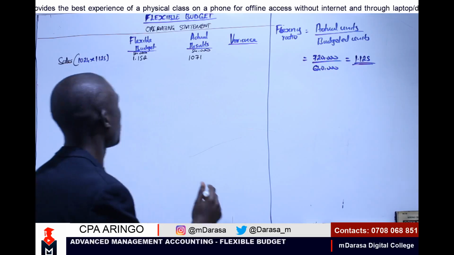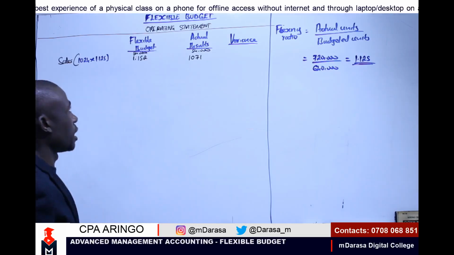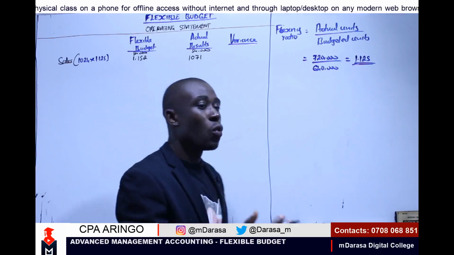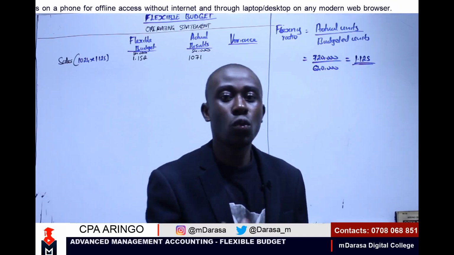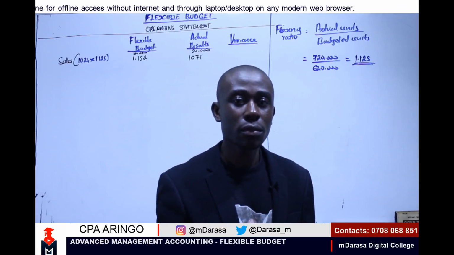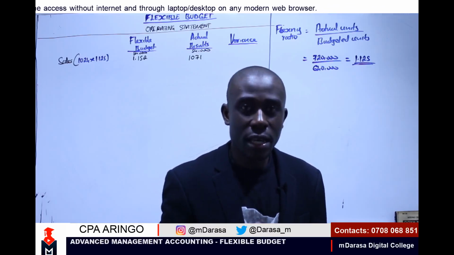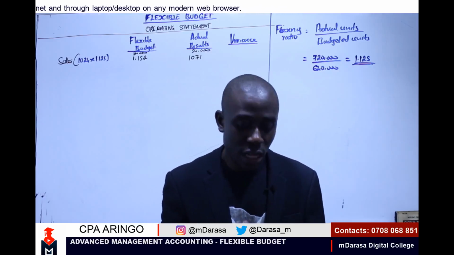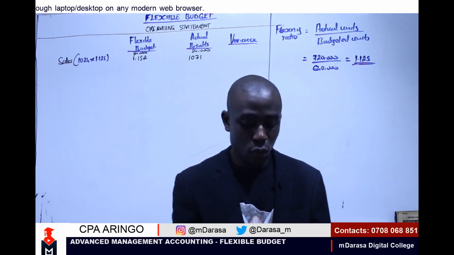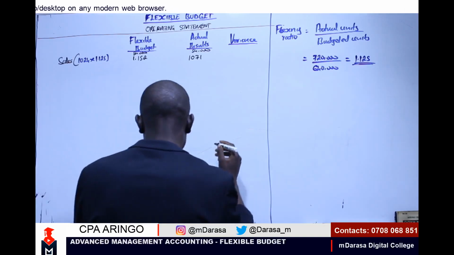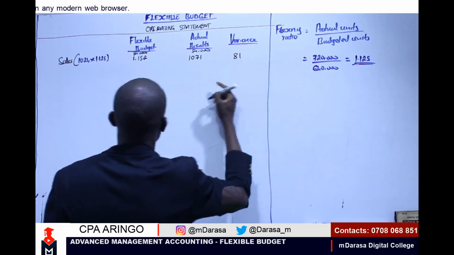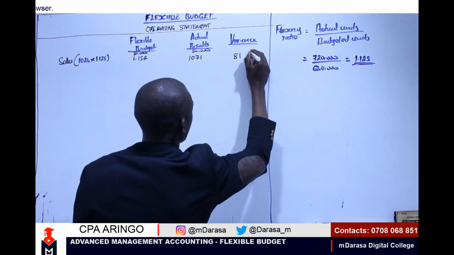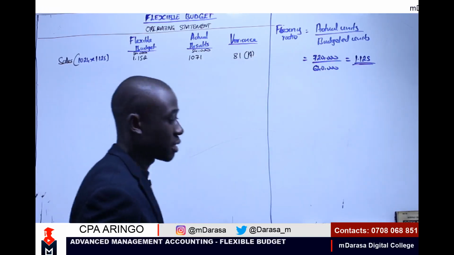Because if you look at it clearly, my budgeted figure is more than the actual, meaning that in this case we generated less revenue than what we had anticipated. So in such a case, I'll be having a variance, and this variance will be against us because I'm generating less revenue than what we had anticipated for. Therefore, I should be talking of a variance of 81. 1152 minus 1071 should be having 81, and this is what? Adverse variance, a variance that is against us.